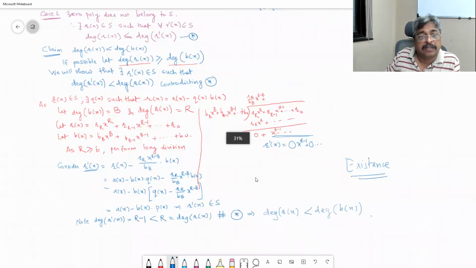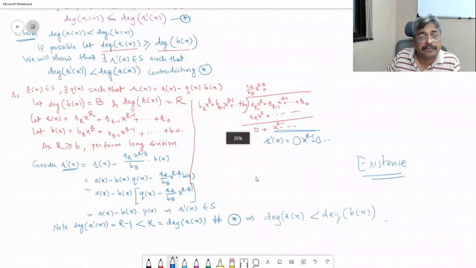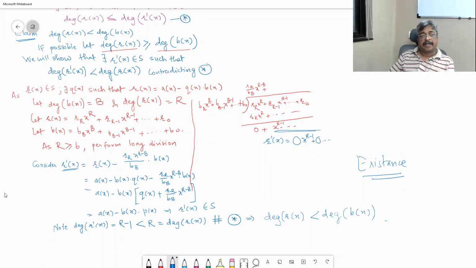Sir, yes sir, I have a doubt. Consider r dash x as the third statement. In the bracket, q x plus should be there, right, plus r. Yes, yes, it will be plus. Correct. Okay.